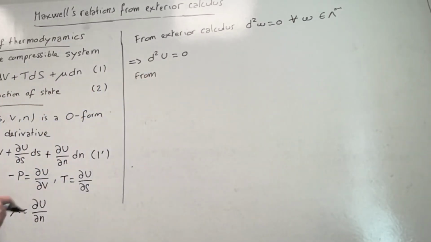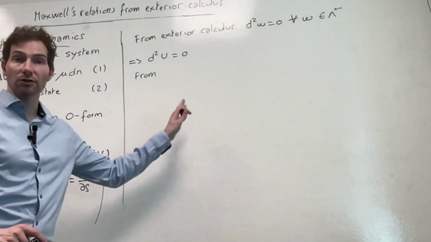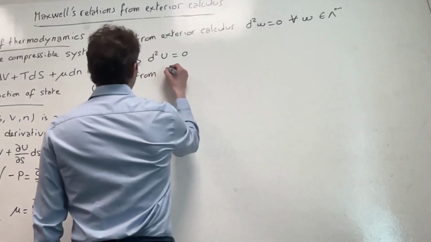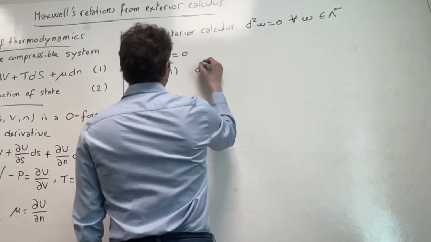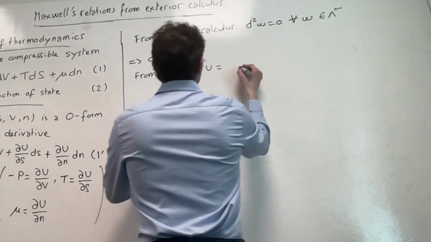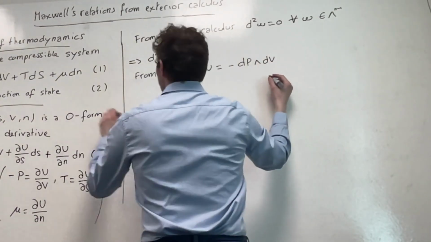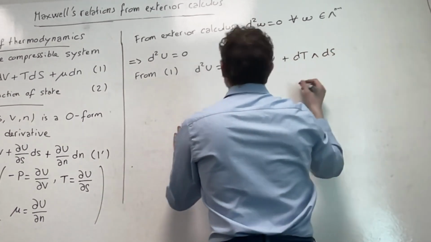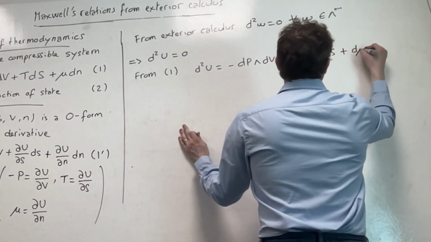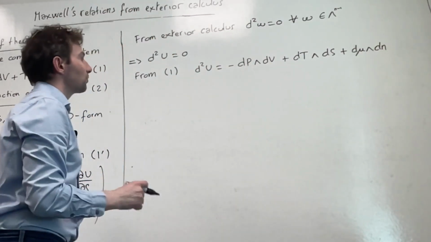Here, this is just something that we can derive and some relations that are kind of interesting, but they're not going to be necessarily useful for what we have to do here. So from equation 1, that's enough. We've got du is equal to minus dp wedge dv, plus dt wedge ds, plus d mu wedge dn. Okay, so that's what we have.